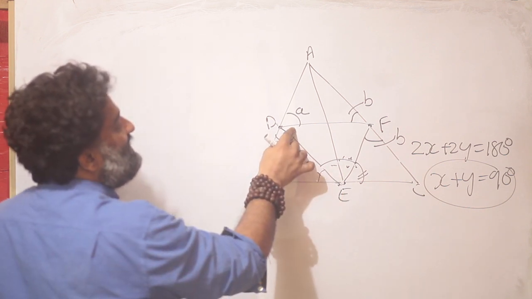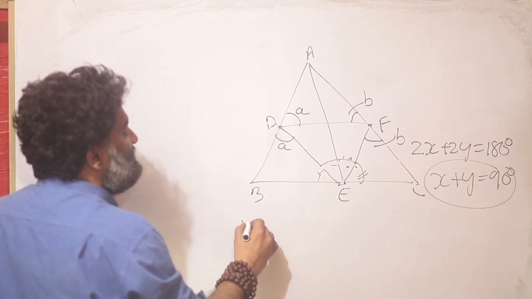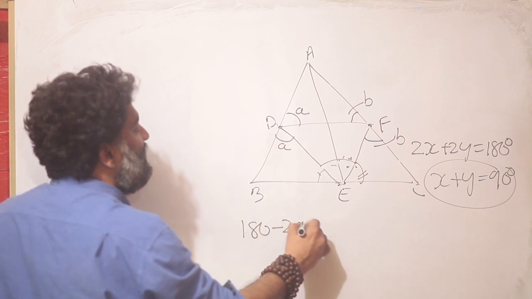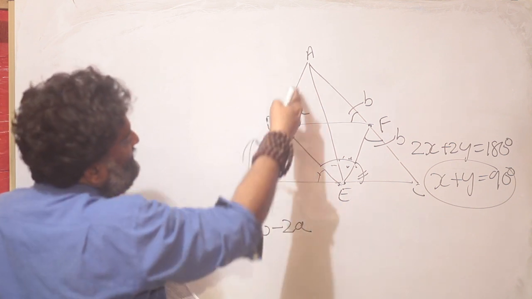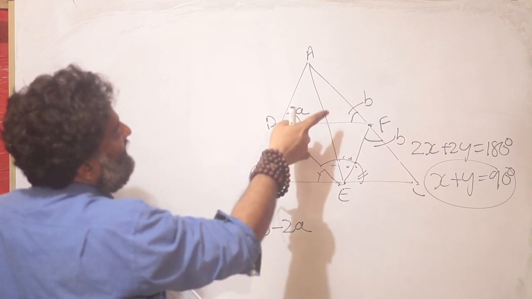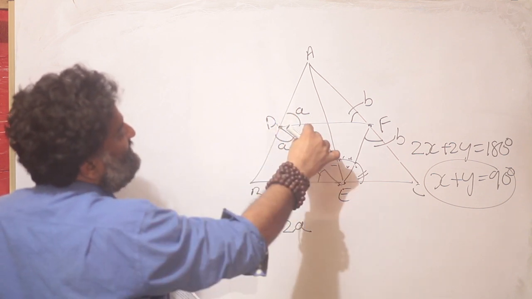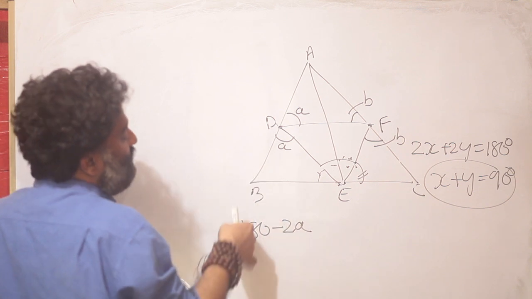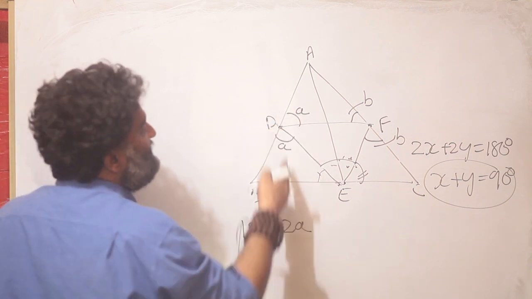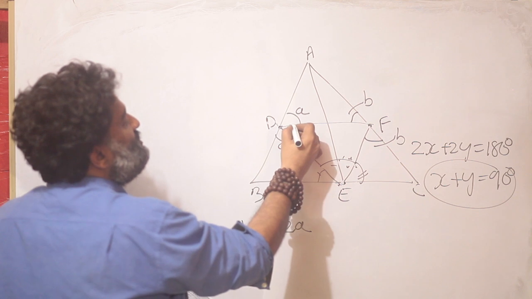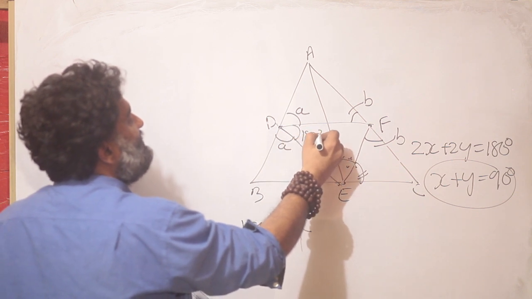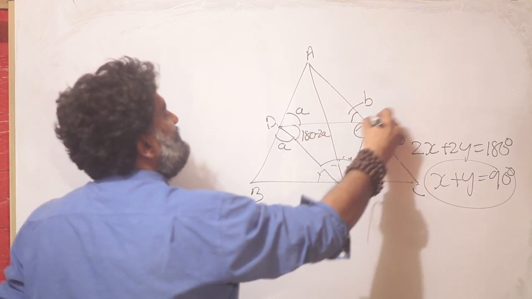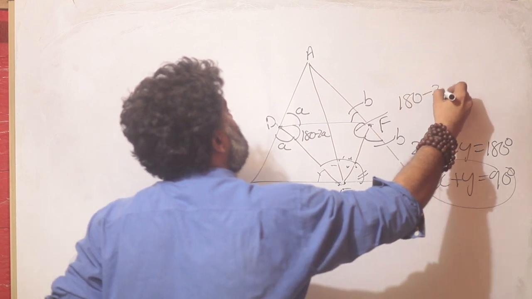But what is this angle? This angle itself is 180 minus 2A, because think of the straight line ADB, angle A is gone, angle A is gone, this is what you are left with, and the sum of all the angles was 180 degrees. So from 180 subtract these two angles and you will have the value of this angle. So this angle is 180 minus 2A. Similarly, this angle is 180 minus 2B.